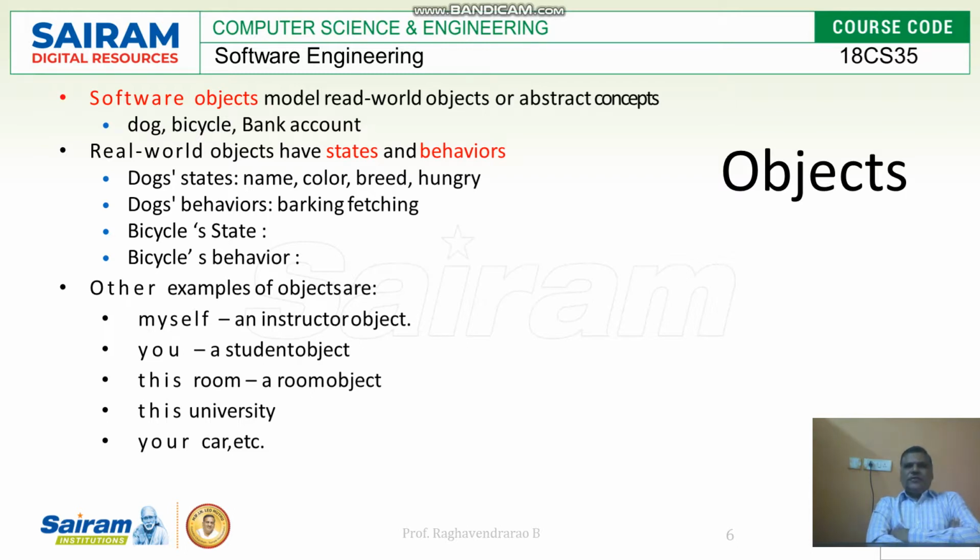Other examples of an object: myself, an instructor object. Instructor is an object, student is an object, room is an object. So you can have state as well as behavior for an object. If you know this, then that is more than enough to understand what an object is. Now I think you understood what an object is and what the behavior of an object is.